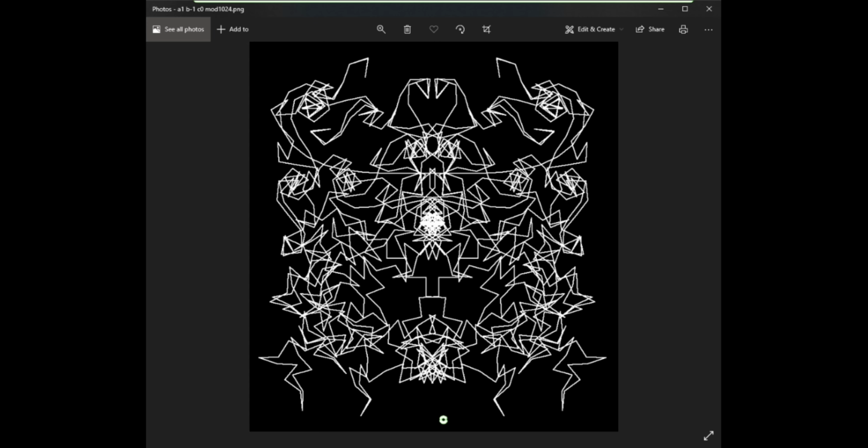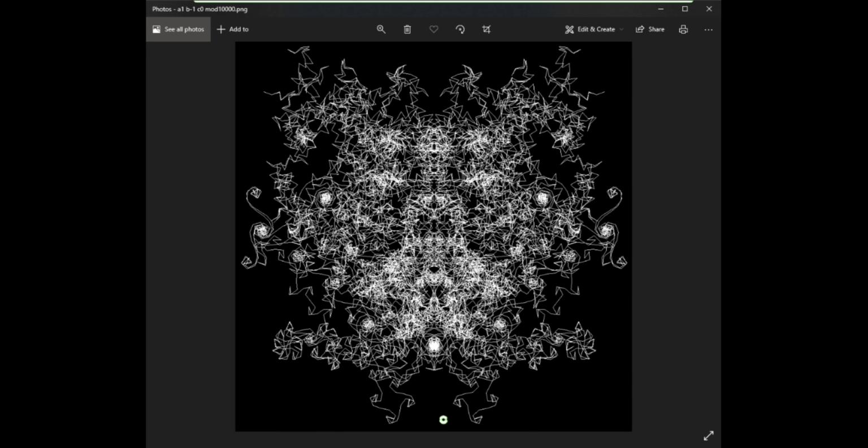So now we have x squared minus x, and this is modulus 1024, 2 to the 10th power there. And that's the same sequence, but modulus of, looks like 10,000, if I'm reading that correctly.